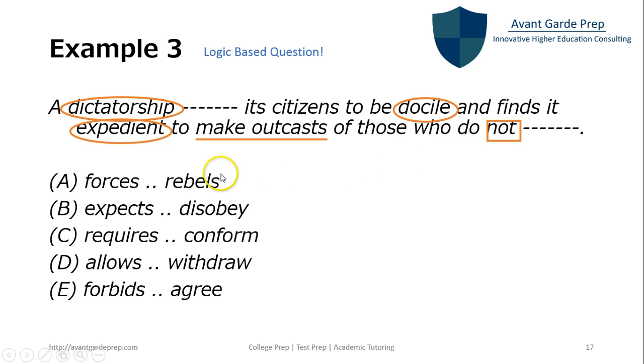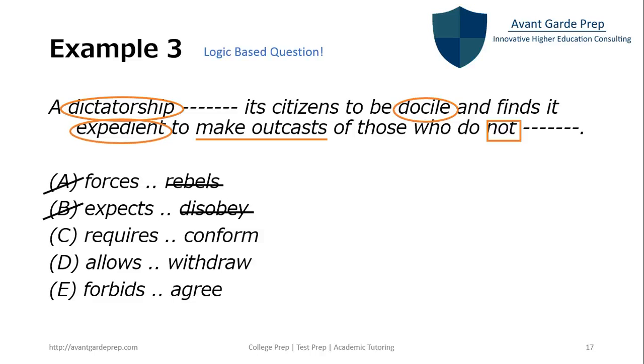Okay, so if we look at our second sets of answers here, if a citizen were to rebel, that is not what the dictatorship wants their citizens to do. So answer choice A would be eliminated. Disobey. The dictatorship does not want its citizens to disobey, so we would have to eliminate that answer choice as well. Conform. A dictatorship does want its citizens to conform, so we're going to leave C around for now.